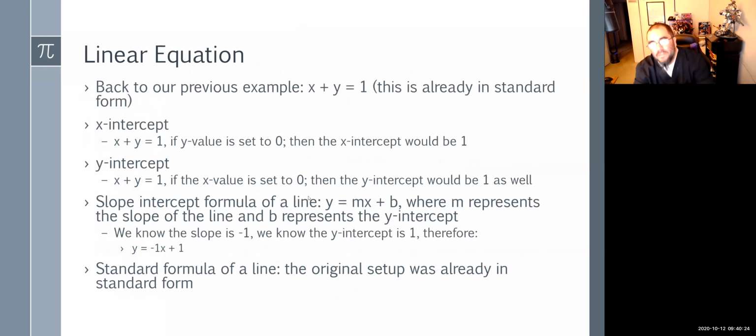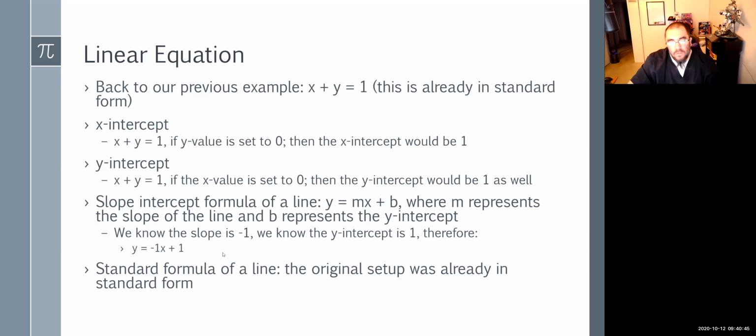The slope intercept formula is y equals mx plus b, where m represents the slope of the line, right? And b represents the y-intercept. We know that the slope is -1. We figured that out already. We know the y-intercept is 1. So therefore, y equals -1x plus 1.